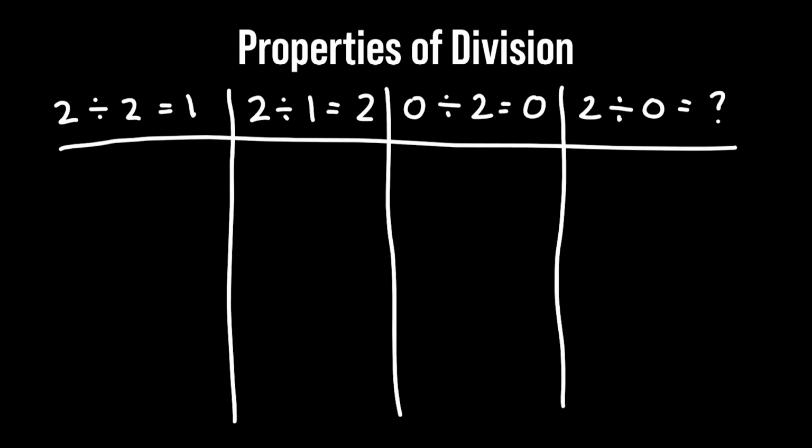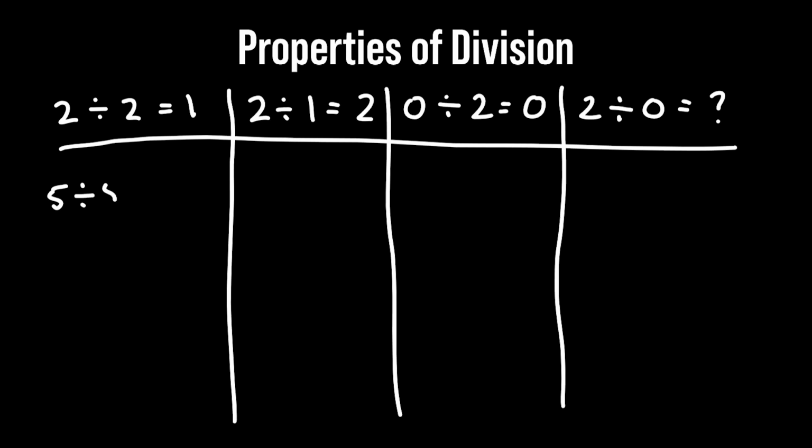So here are our 4 properties that we just went over. Any number divided by itself is 1. Any number divided by 1 is itself. 0 divided by any number is 0. And any number divided by 0 is undefined. So let's do some practice problems.